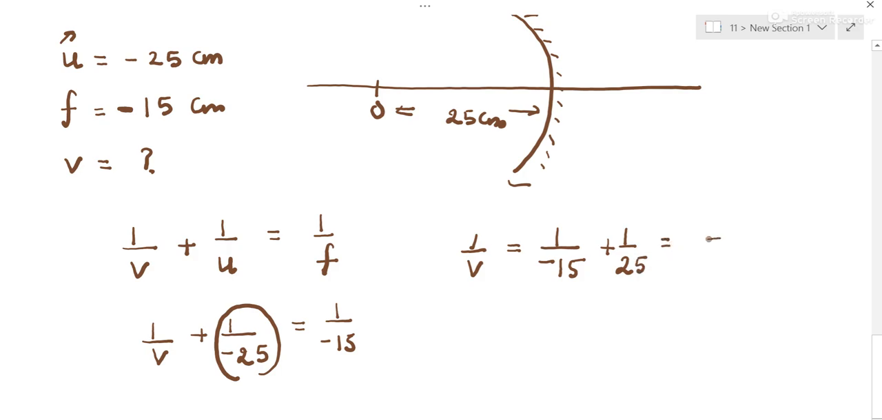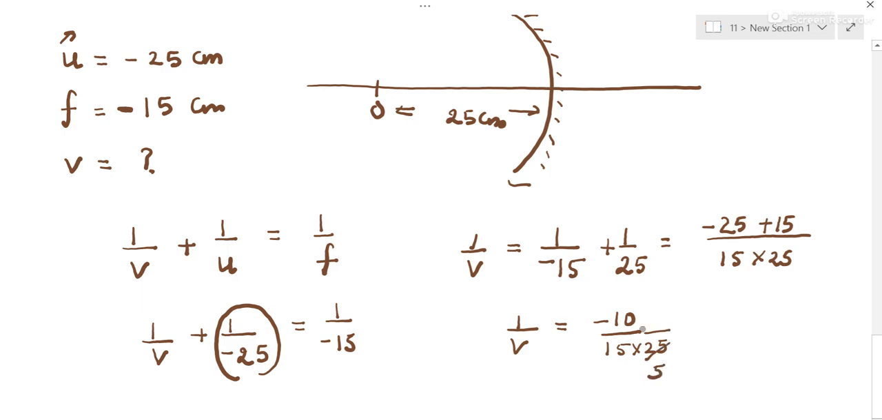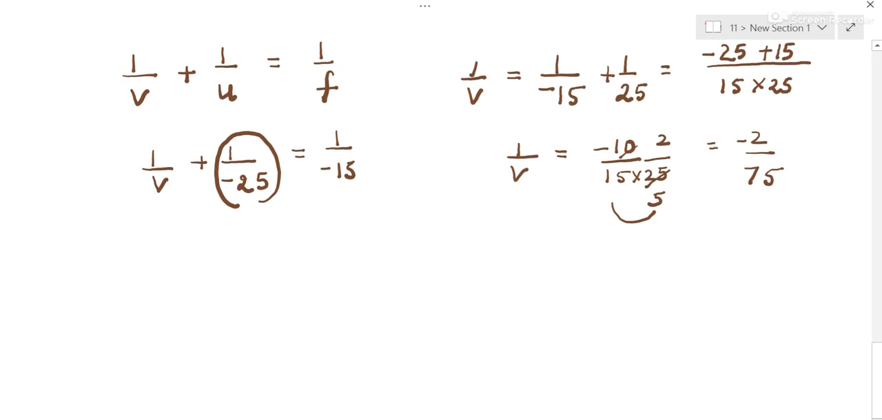which is equal to, you can take the LCM. Suppose I am taking the LCM like this. So here I will write 25 minus, and here I will write 15. So my 1 by V is coming as minus 10 by 15 into 25. So 5 5s are 25 and 5 2s are 10. So it is minus 2 by 15 5s are 75. So 1 by V is coming as minus 2 by 75.